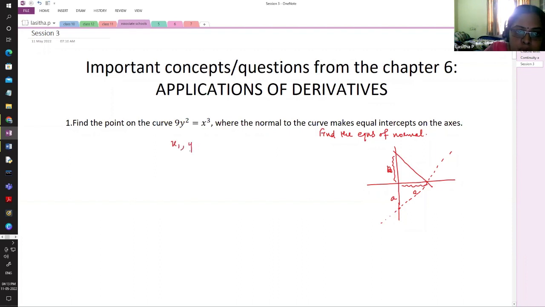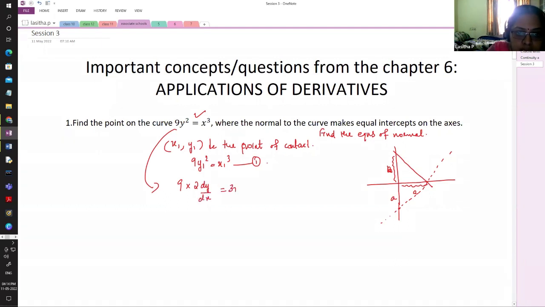So here I am assuming x1, y1 is the point of contact of the normal and the given curve. Since it is a point lying on this curve, it will definitely satisfy the equation 9y1 square is equal to x1 cube. Now, if we differentiate our given curve, 9 into 2y dy by dx is equal to 3x square. All the children will do this, so we don't have any issue here.